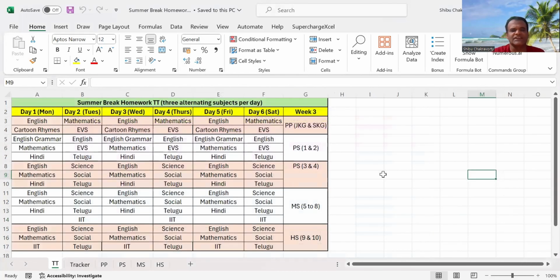So this is what we had shared with them at the very beginning. That is the timetable. So we're going to maintain the same timetable out here. Only at that time it was week 1. Then we've completed week 2. So currently we stand at week 3. So this is the timetable that they're going to follow.